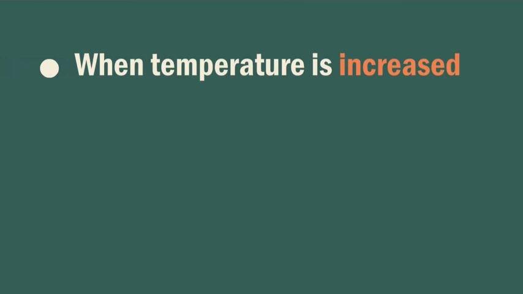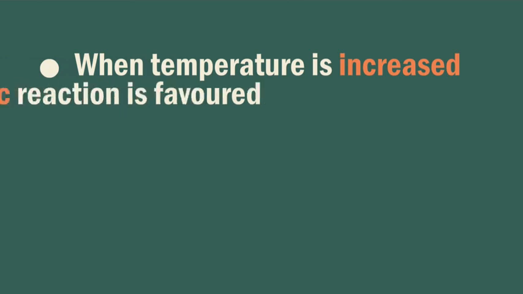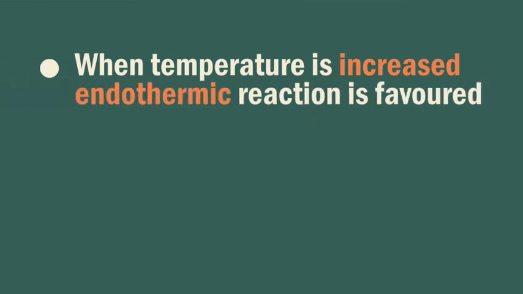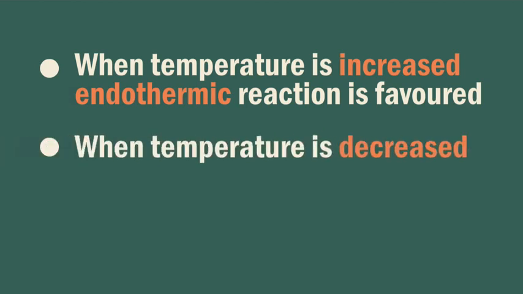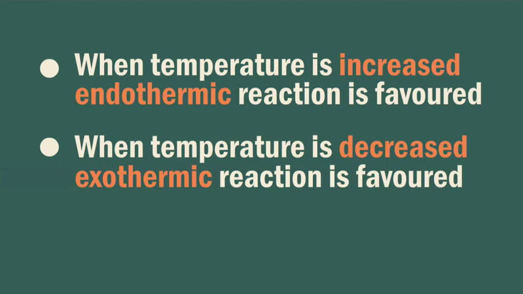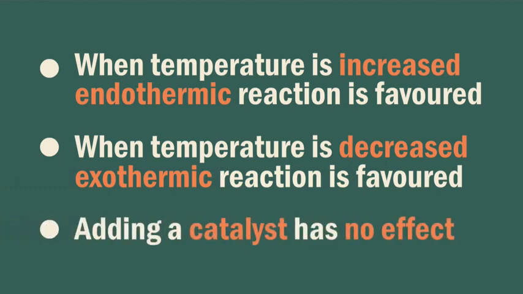In conclusion, when the temperature of a system at equilibrium is increased, the endothermic reaction is favored. When the temperature of a system at equilibrium is decreased, the exothermic reaction is favored. Adding a catalyst has no effect on the position of equilibrium.